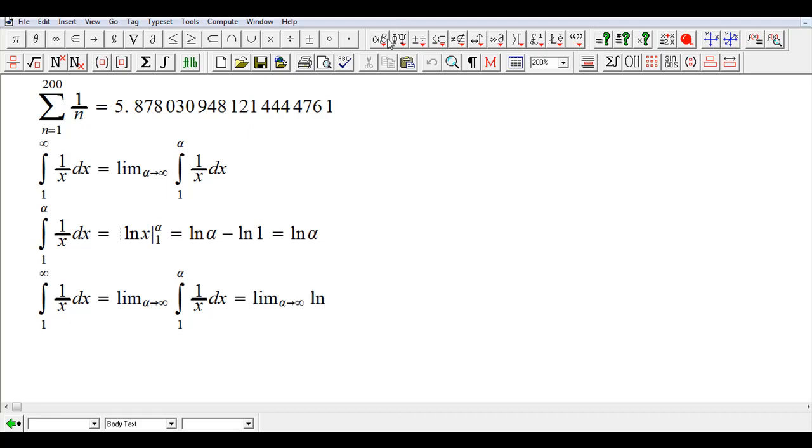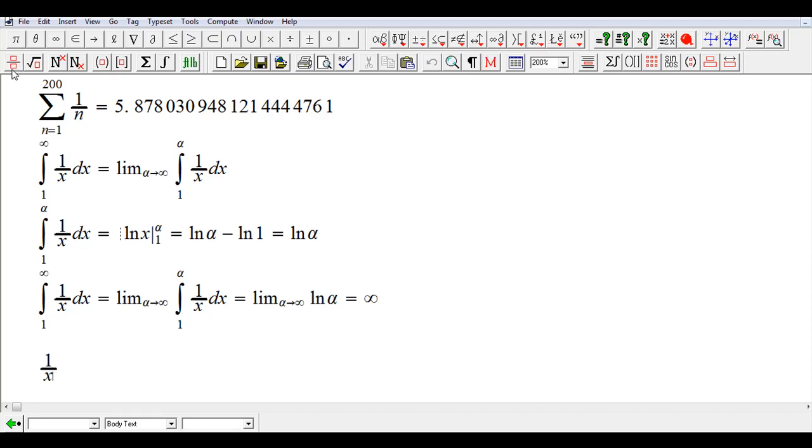ln alpha, right? And what is that? You saw the shape of natural log as alpha goes to infinity. This will go to what? Infinity. Exactly. If it was e to the negative alpha, it would go to 0, right? Makes sense? Alright. Which means what?